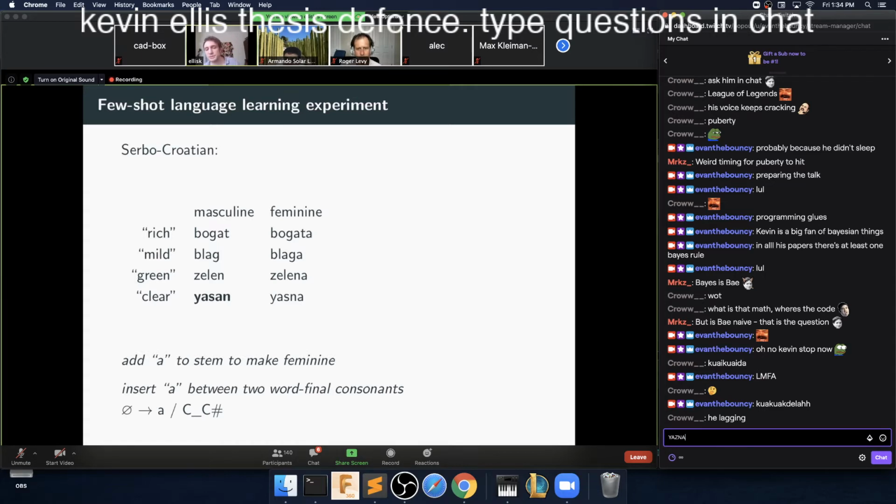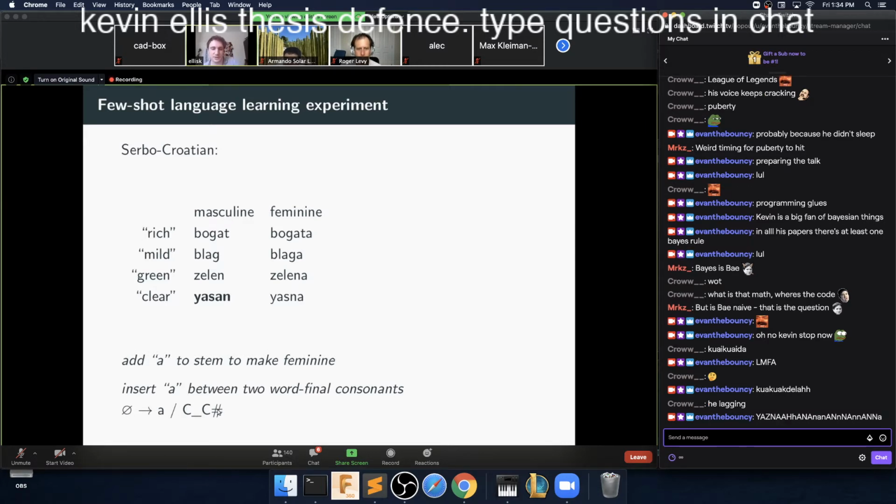in between two consonants at the end of a word. And if you're a linguist, you would describe that as insert an a between two consonants at the end of a word. So using that program at the bottom.